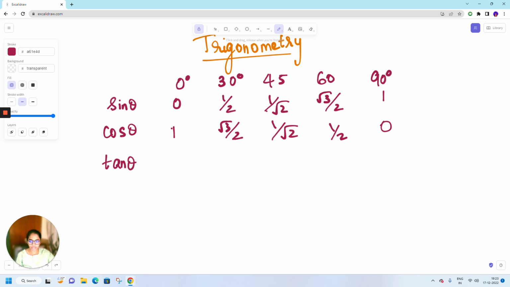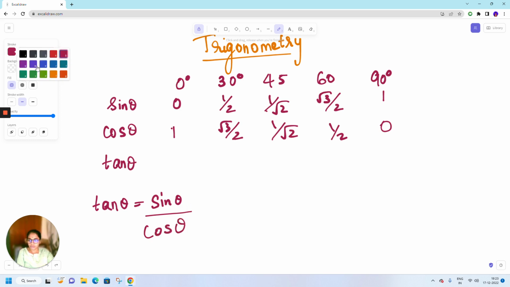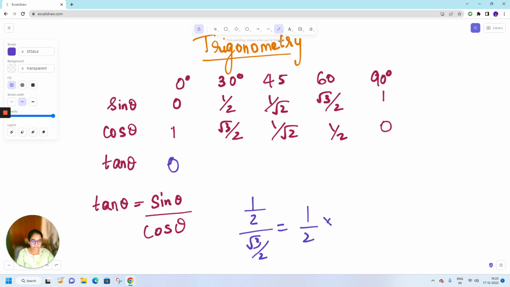Now, what is tan 0 degree? In the previous lecture, I told you tan theta is equal to sine theta by cos theta. I asked you to find tan theta values. What is tan theta now? 0 divided by 1 would be 0. What is 1 divided by 2 divided by root 3 divided by 2? This would be 1 divided by 2 into 2 divided by root 3. 2 gets cancelled and I would get 1 divided by root 3.